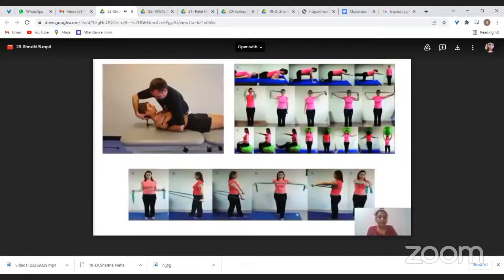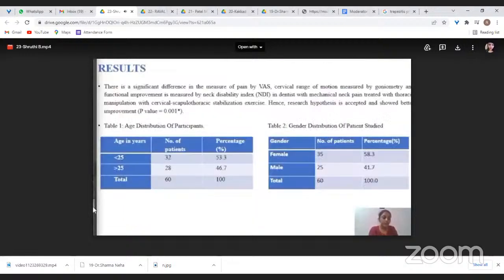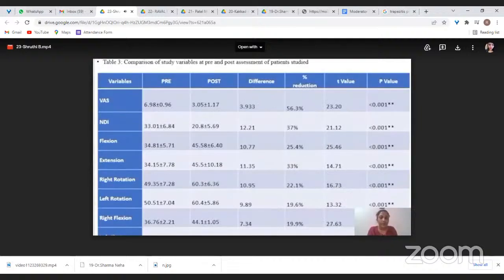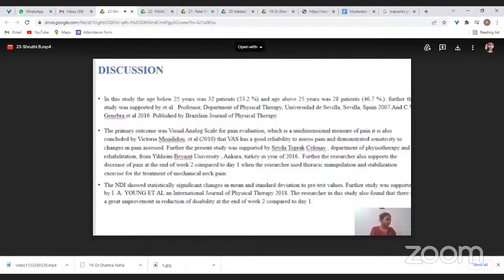For better clarity, I've added pictures of the intervention. Coming to the results of the study, they were obtained with the help of statistical software, SPSS 22.4, which showed a significant difference in the outcome measures pre and post treatment. The pain was reduced and the range and function of the cervical region improved. So in this pre and post trial, the outcomes have significantly improved.